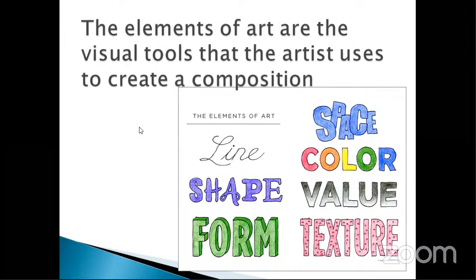Shape is an enclosed line. When you join the beginning point of your line to the end point of your line and back to the beginning point again, you create shape. So color is also very key. Value is the gradual transitioning from light to dark, and texture is the feel, the smoothness or the roughness of an object. I think we are together about this.